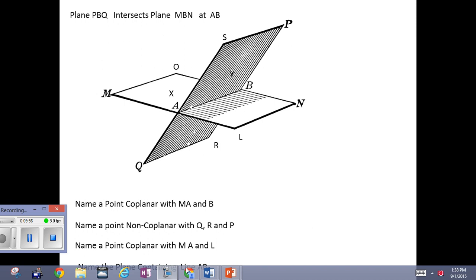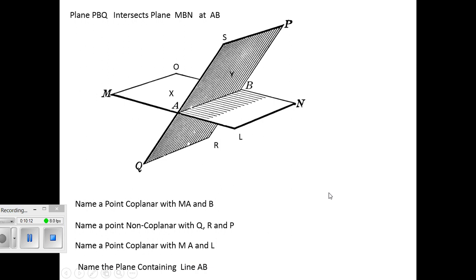Name the plane containing the line AB. Well, there is no one plane containing that line. As depicted here, there are two planes containing that line. But effectively, there are infinitely many planes containing that one line.